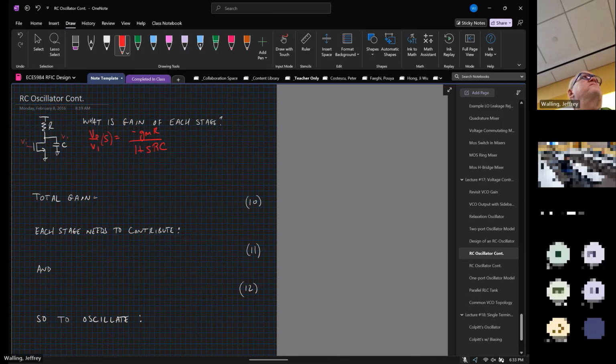Minus gm times R over 1 plus sRC. So the gain is equal to gm times R, the low frequency gain is equal to gm times R, and our pole frequency is equal to 1 over RC. So we can rewrite this as Vout over Vin of s is equal to minus A over 1 plus s over omega_p. Now our total gain is this cubed, right? We have 3 of these cascaded.